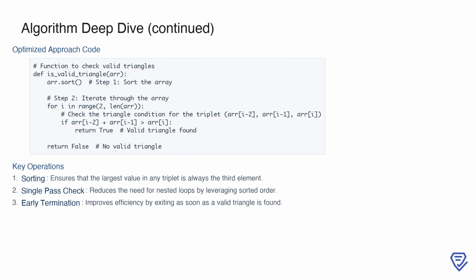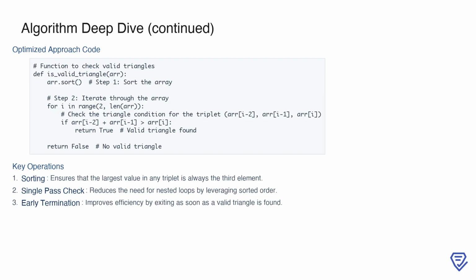First, we define a function to check for valid triangles. Inside the function, we sort the input array, which ensures that the largest value in any triplet is always the third element. Then, we iterate through the array starting from the third element. For each triplet formed by the current element and the two preceding elements, we check the triangle condition, whether the sum of the two smaller sides is greater than the largest side.